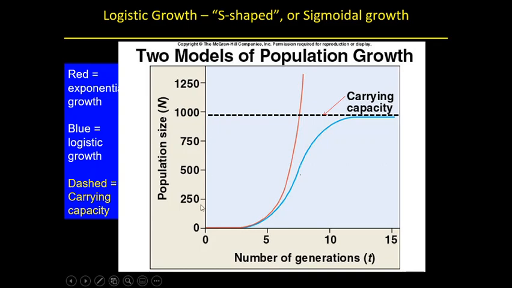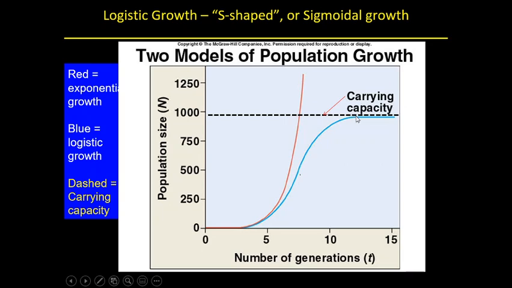Let me unpack that a little bit. That means that there's only enough resources in this environment to sustain, we'll say, 1,000 individuals for long periods of time. And so what we see with logistic growth mathematically is that blue line: we have what is very close to exponential growth early on in the phase of population growth. But then after a few generations, the growth rate starts to slow down and the population winds up plateauing right at the carrying capacity.